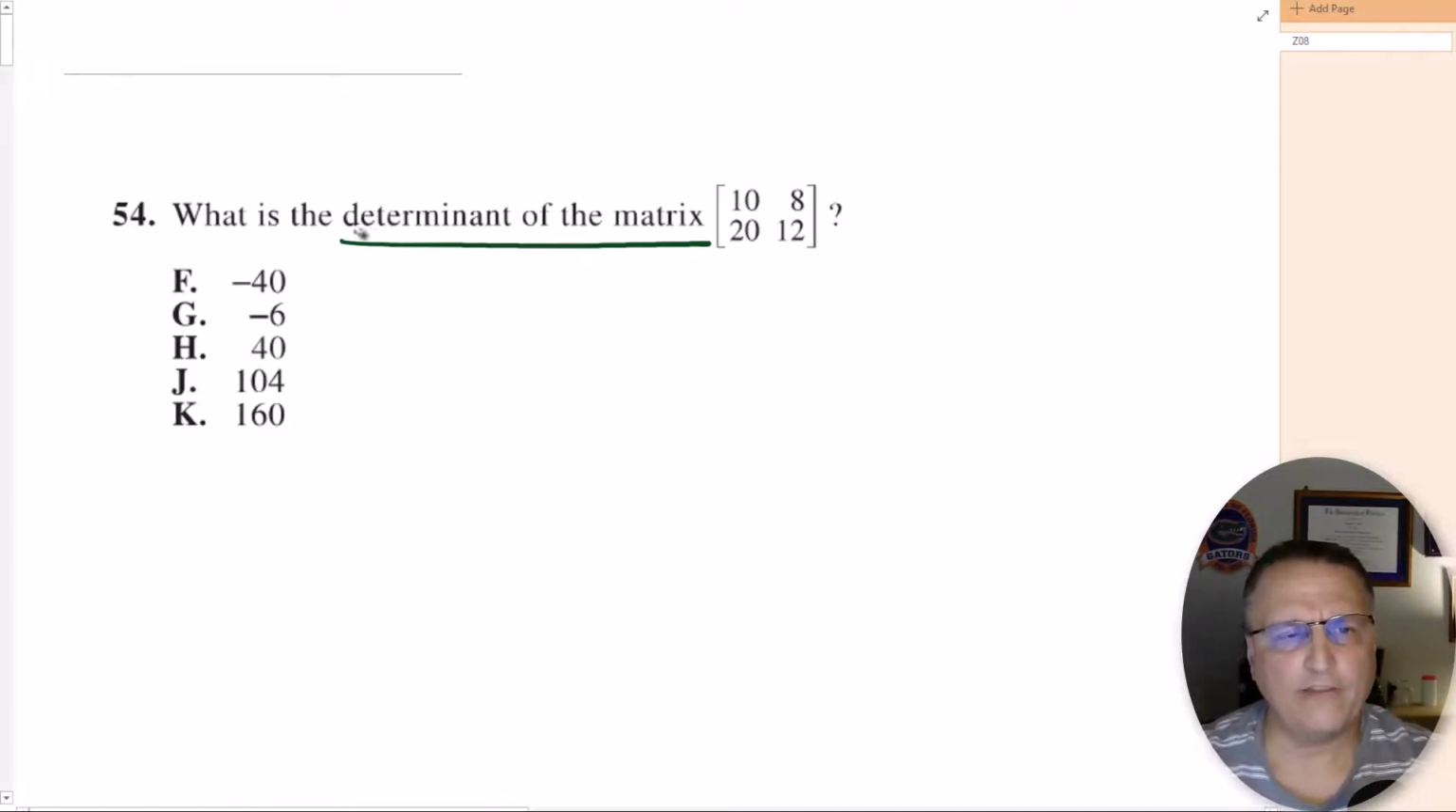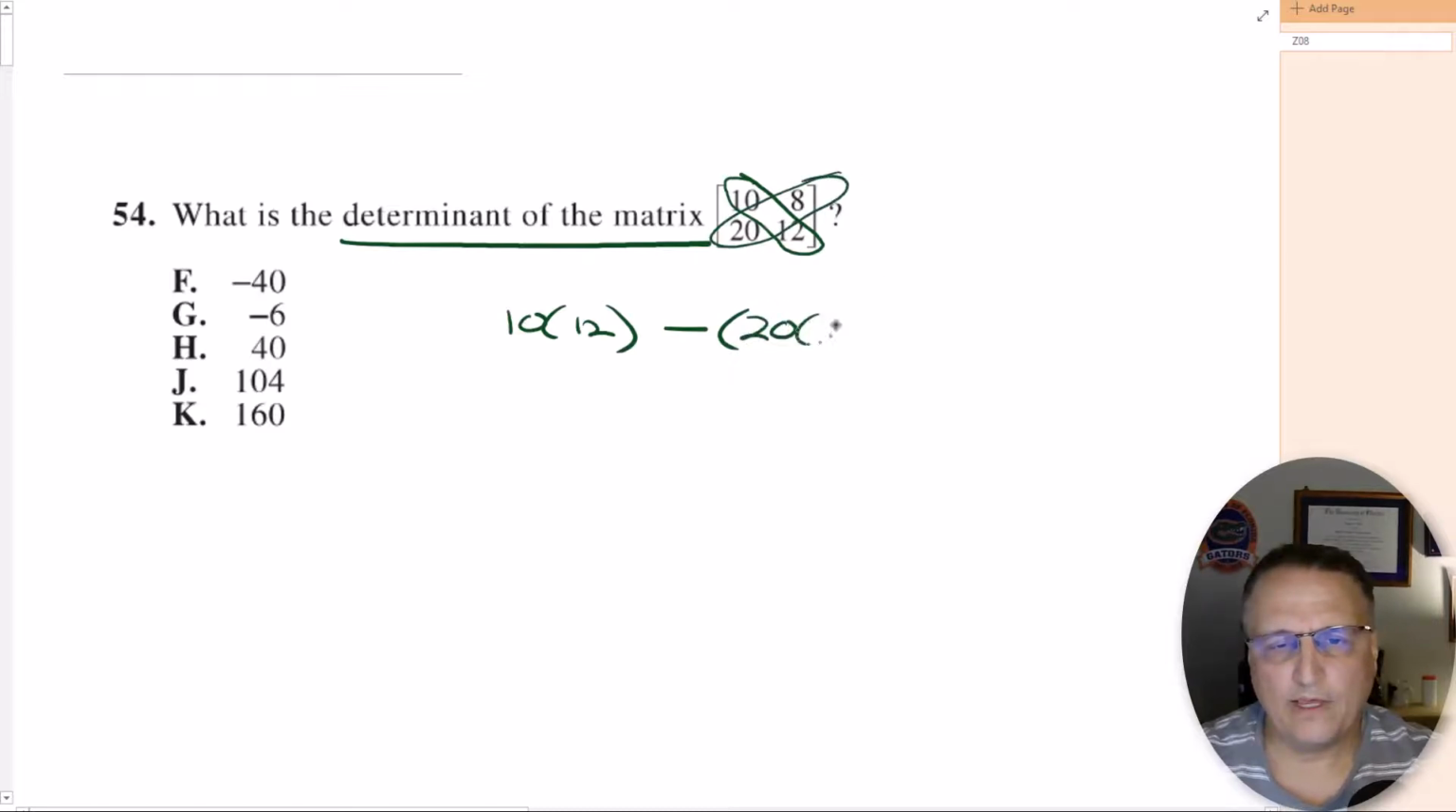So if you're asked to find the determinant of a matrix, and this is a 2 by 2 matrix, they would never ask you to do a determinant of something larger than that. But to do a determinant of a 2 by 2 matrix, what you do is you take the diagonal multipliers, you take 10 times 12, and then you do subtraction on the other diagonal multiplication. And this then becomes the determinant of the matrix. This would be 120 minus 160, and you get an answer of negative 40, and there's our answer F.